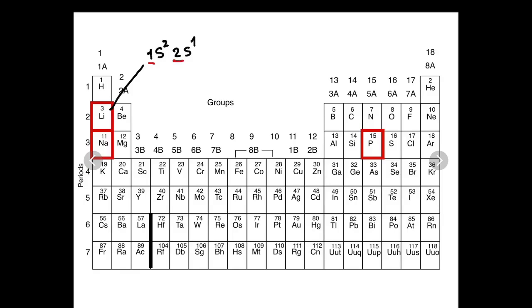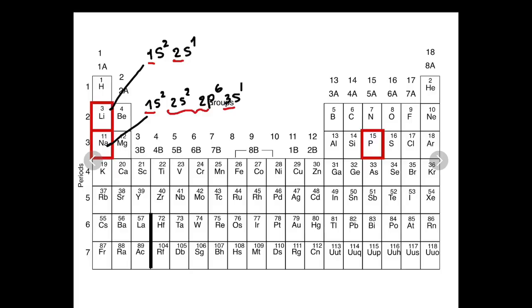If I do the same thing with sodium, you are going to start with 1s2, 2s2, 2p6, and then 3s1. So for sodium, there will be three layers associated with this, right? There will be three layers because the number that comes before the letter indicates the main energy shell.